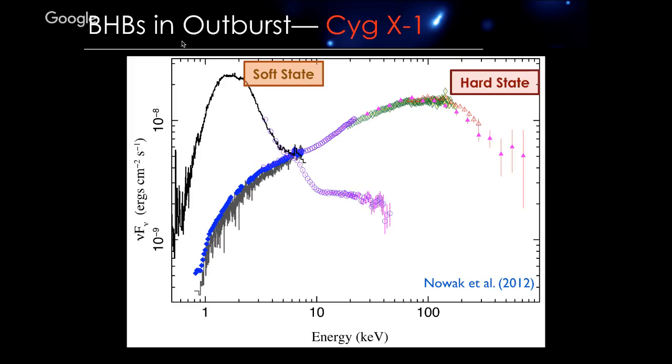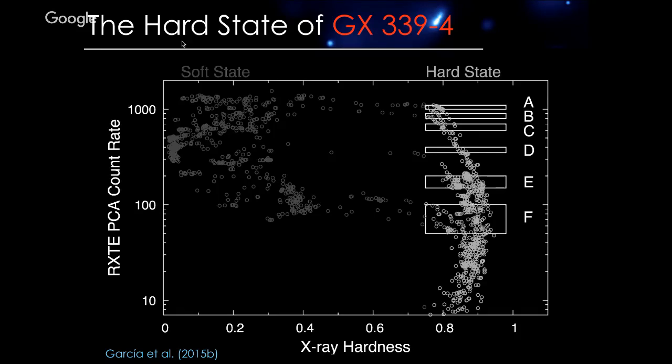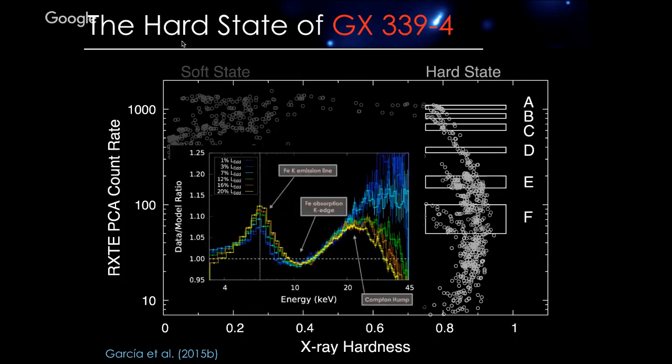So there is something very, very big and dramatic changing in the system to behave in this way. And the time scales for changes between these states can be between weeks and months. So it's relatively short. It's quite impressive. So we follow in the hard state one of these sources, GX 339, and we look at the spectrum. When you fit a continuum to all the spectra, what you see is something like this.